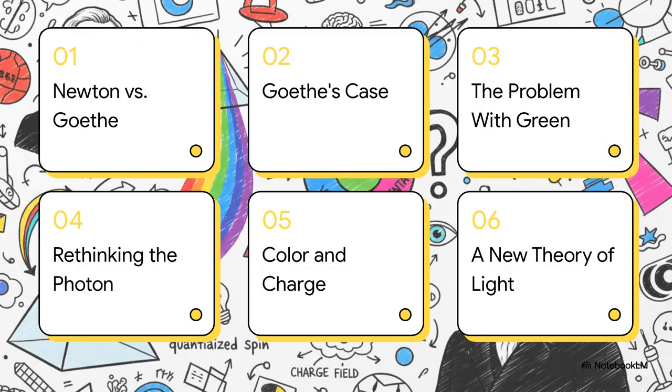All right, here's how we're going to break it all down. First, we'll set up the classic clash, Newton versus Goethe. Then we'll dive into Goethe's side of the argument, and that's going to lead us to a very specific puzzle, the problem with the color green. From there, we'll jump into a really modern theory that totally rethinks the photon, introduces a wild concept called the charge field, and believe it or not, tries to build a whole new theory of light.